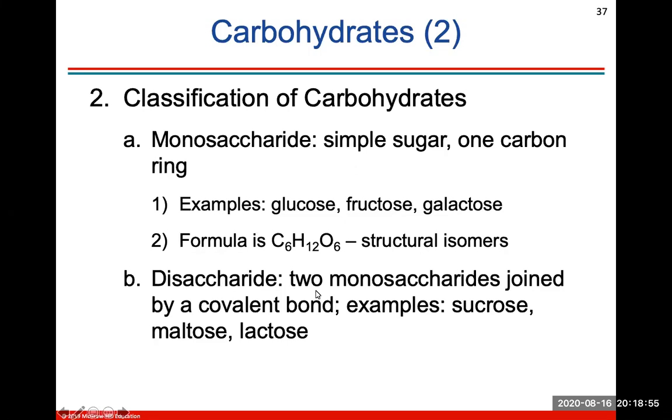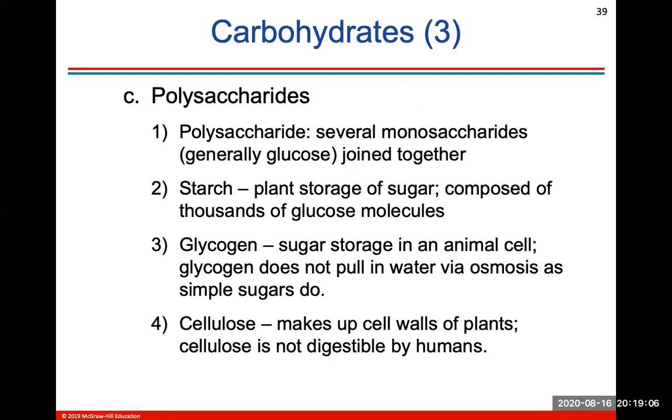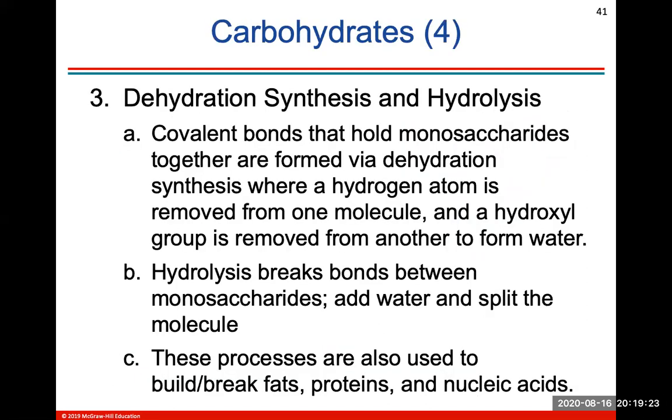Disaccharides are 2 monosaccharides joined together by a covalent bond. So we get sucrose, maltose, and lactose. And these are just examples of monosaccharides. Feel free to look more into this on your own. Polysaccharides are several monosaccharides joined together. Starch is the plant form of sugar, glycogen is the sugar storage in an animal cell, and cellulose makes up cell walls. So here's glycogen, the storage form of glucose.